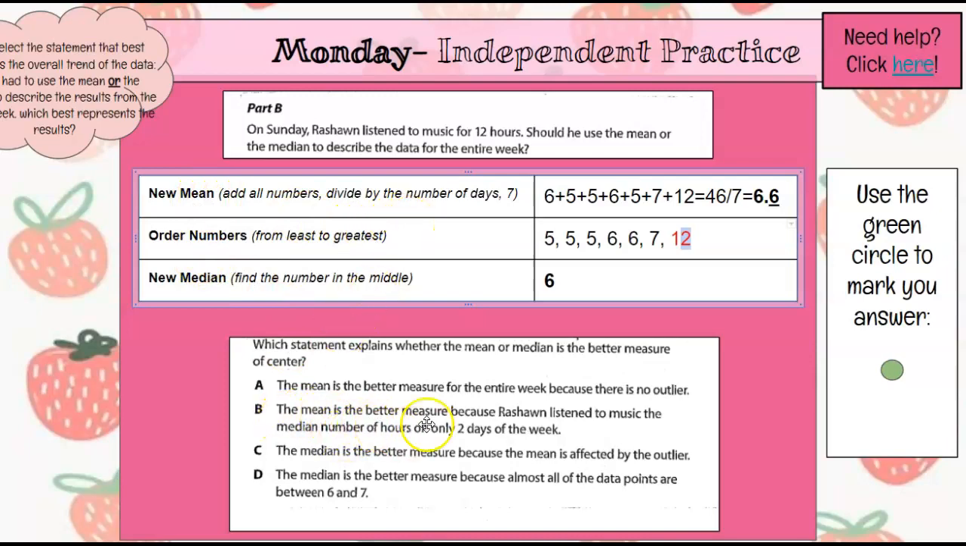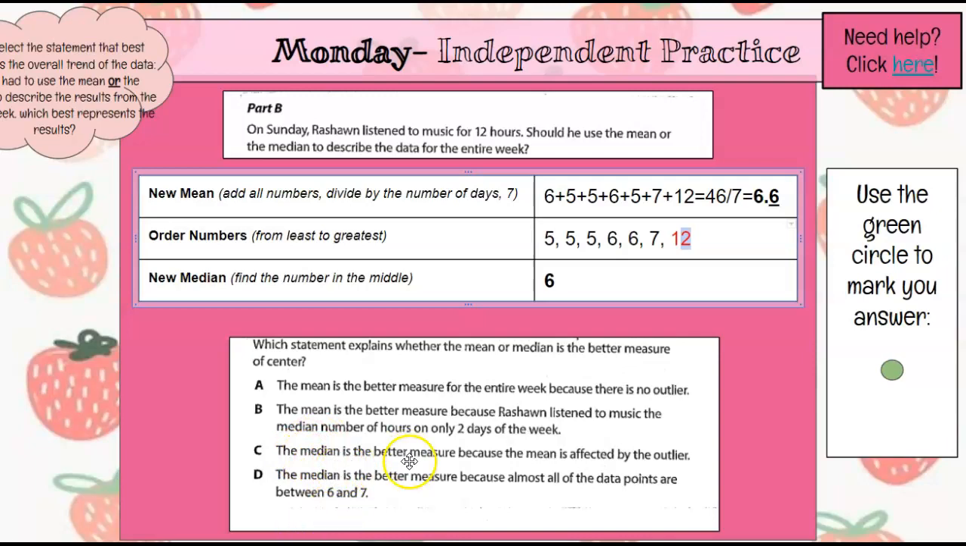The mean would only be a better measure if Rashawn listened to music for the median number of hours on only 2 days of the week. So the mean isn't a better measure of center. We've already discussed that. So the median is our better measure of center, but why?